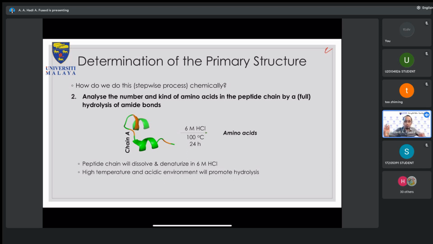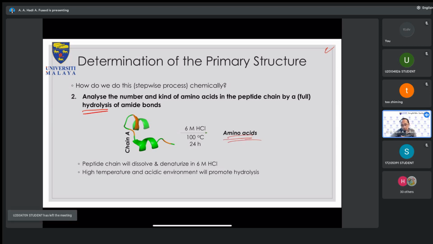There are different options that you can do. Number 1, you can analyze the number and kind of amino acids by full hydrolysis of the amide bond. Towards the end of the day, it's an amide bond, and you can always hydrolyze it using acid hydrolysis or base hydrolysis. There are two options, but the quicker example that people normally use is acid hydrolysis. You can just use 6 molar hydrochloric acid, at 100 degrees, and boil it for 24 hours. What you'll get is individual amino acids.